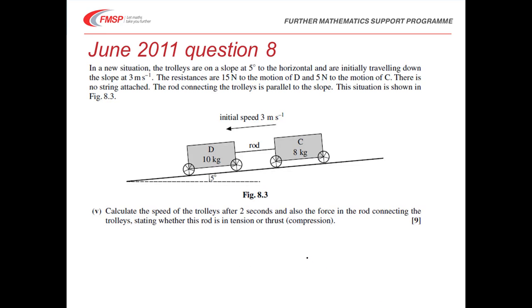And then moving on to the final part of the question, this is where the two trolleys are on a slope, 5 degrees to the horizontal. We're told an initial speed of 3 meters per second, and we have to find the speed at which the trolleys are moving 2 seconds later. So we're thinking probably some kinematics is going to be involved there. So let's focus on that part first.